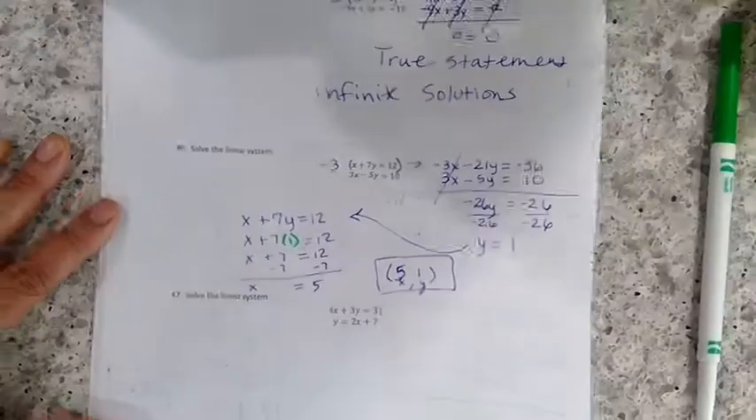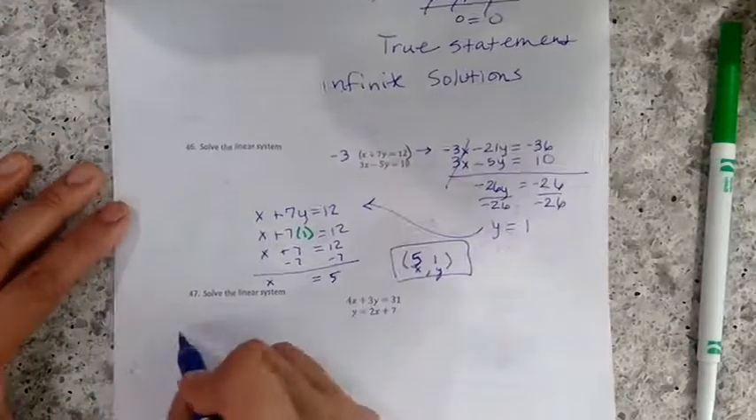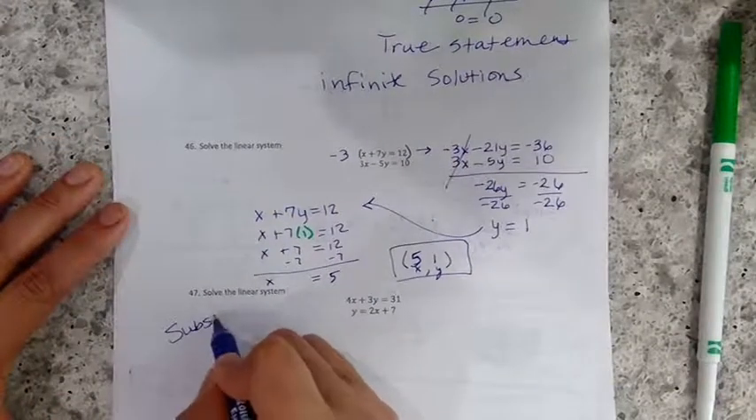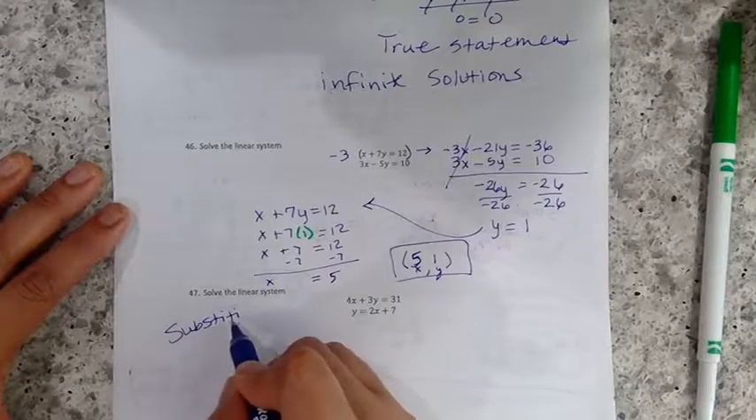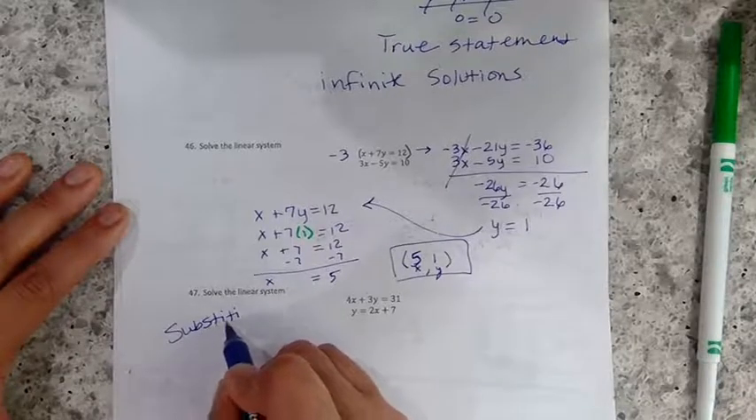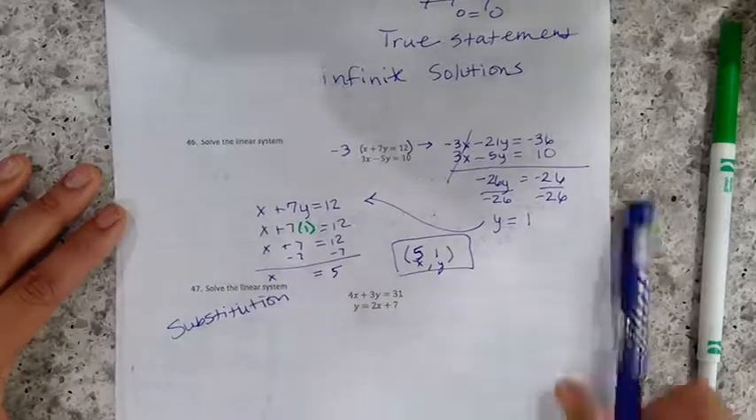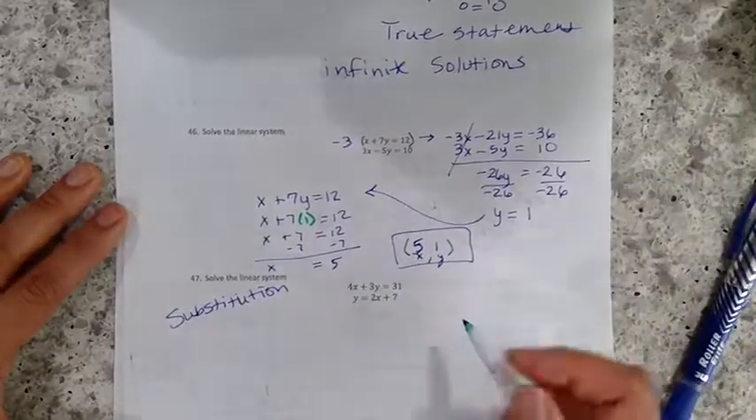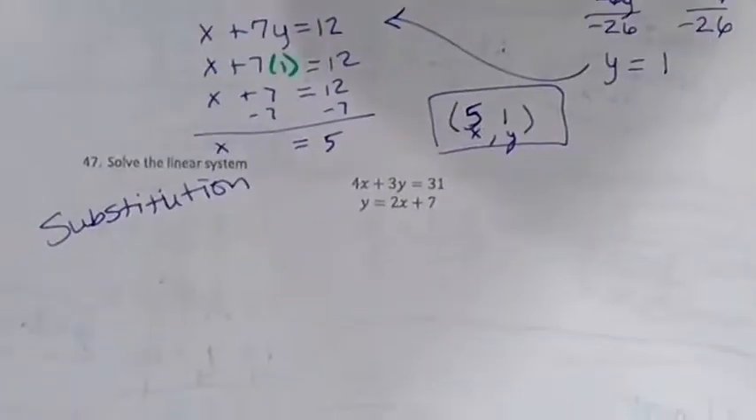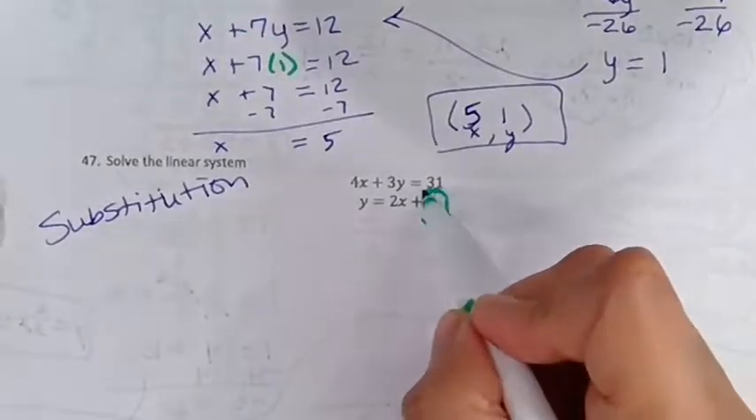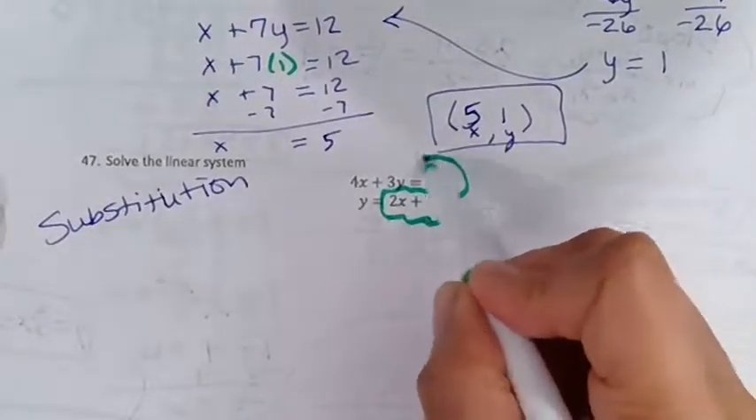Okay, the last one. So these are all elimination. This one is substitution. In substitution method, you take one and you plug it in for the other one. Well, here, this is solved for y. So where are you going to plug this one in? Yeah, you're going to substitute it in right there.